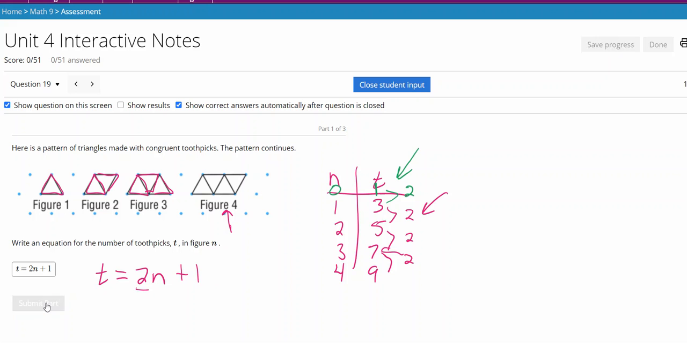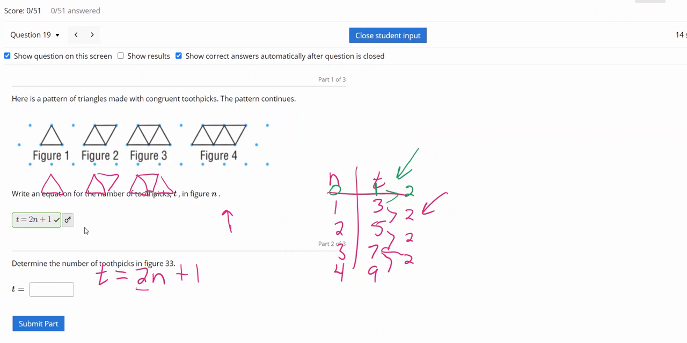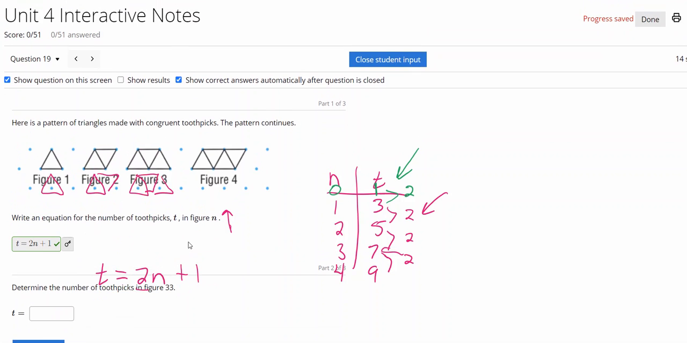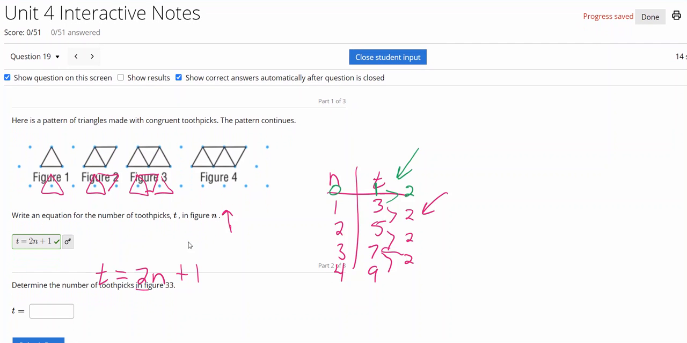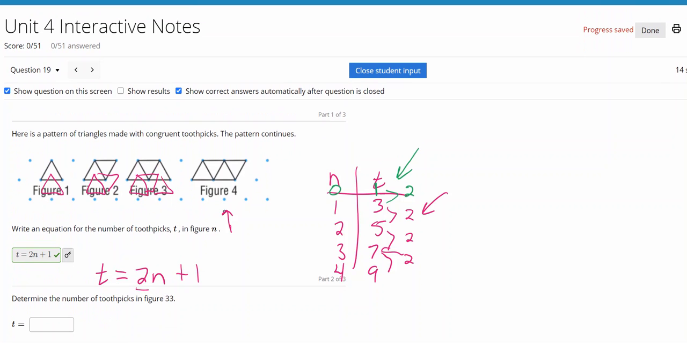So let's see what we get. Yeah, we're right. All right, so now the next part says determine the number of toothpicks in figure number 33. Here is why making an equation was an advantage, because there is no way that I would want to draw out all these figures, right? But luckily I don't have to anymore because I have a handy equation that we just made.